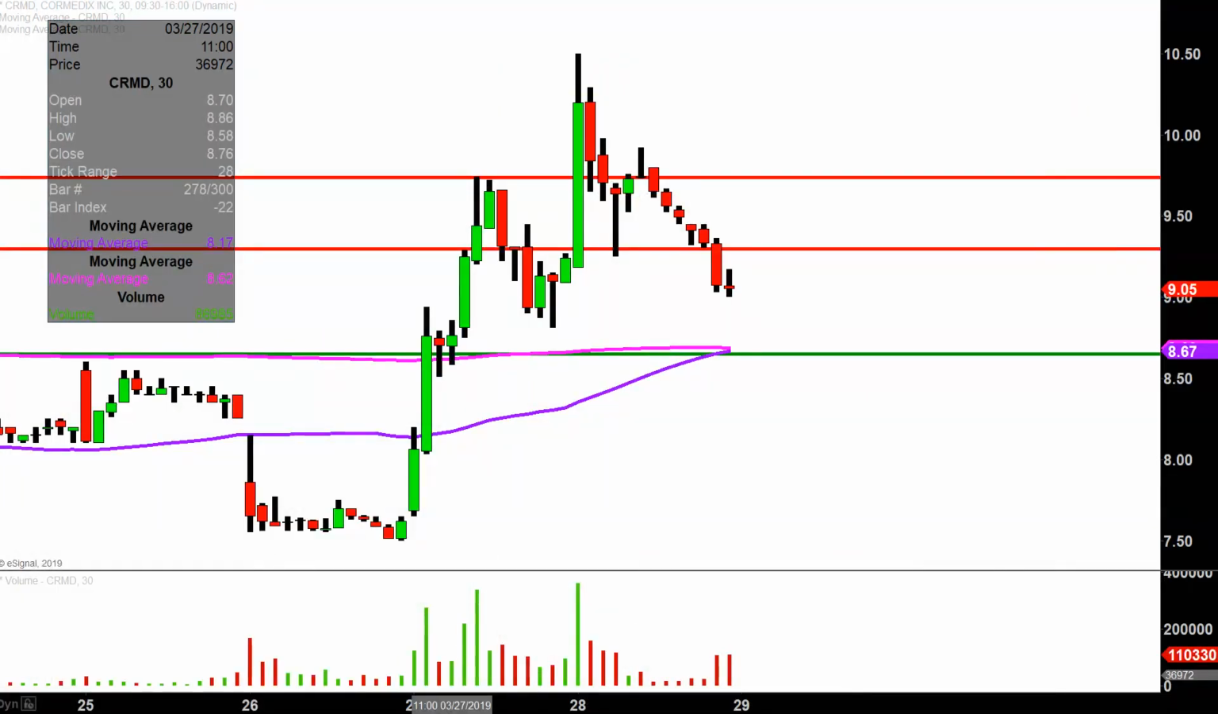Real quick, what do I mean by 30-minute in case maybe you're new to charts? Instead of each one of these candlesticks representing one day's worth of price action, which is what you would normally see, each one represents 30 minutes. So all this here may look like several days' worth of time. It's actually today's price action broken down into 30-minute time slices.